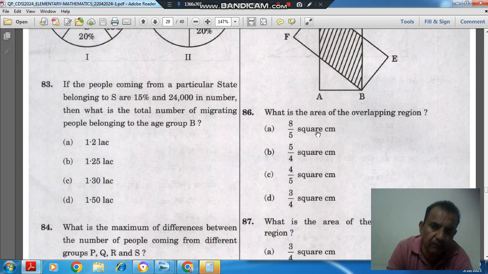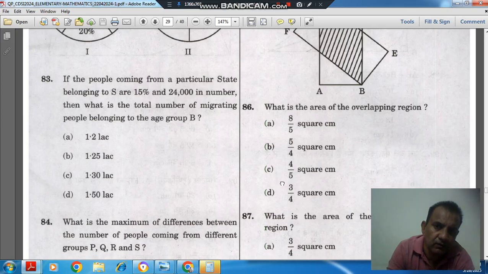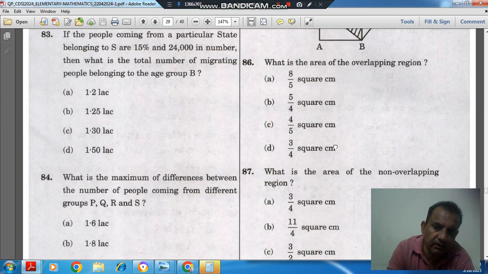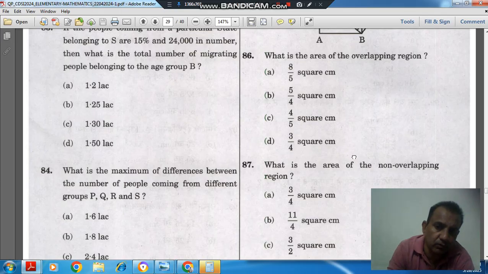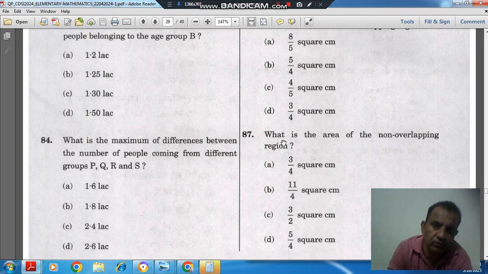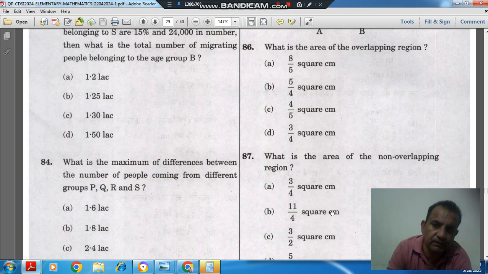Option A 8 by 5 square centimeter. Option B 5 by 4 square centimeter. Option C 4 by 5 square centimeter. Option D 3 by 4 square centimeter. And question number 87 is: what is the area of the non-overlapping region? Option A 3 by 4 square centimeter. Option B 11 by 4 square centimeter. Option C 3 by 2 square centimeter. And option D 5 by 4 square centimeter.